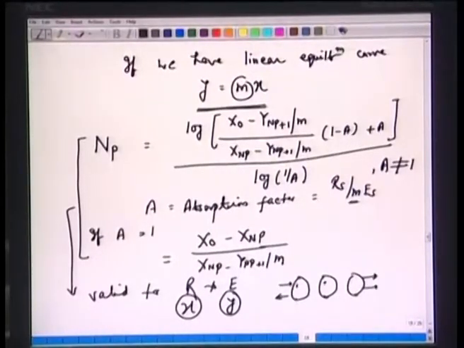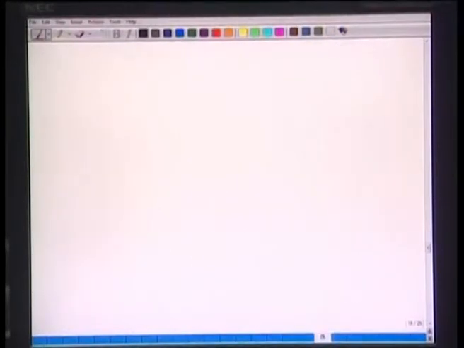Okay. So, for stages NP, we should be able to obtain similar expressions. Similarly, if we have transfer from E to R phase, or Y to X, then we have slightly different expressions for NP.